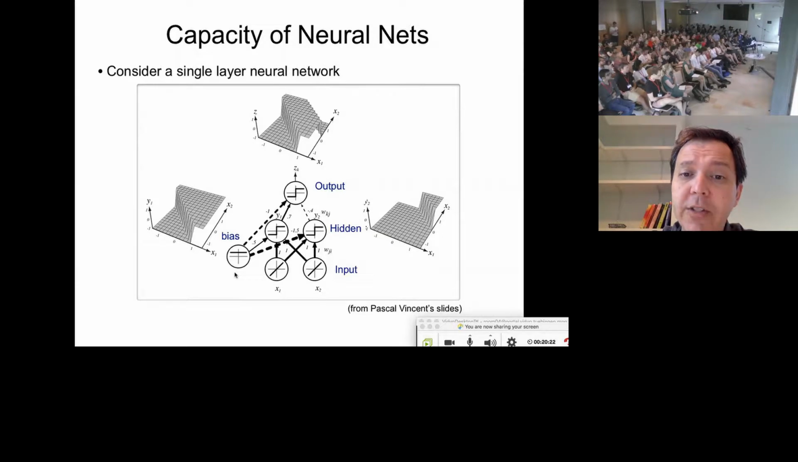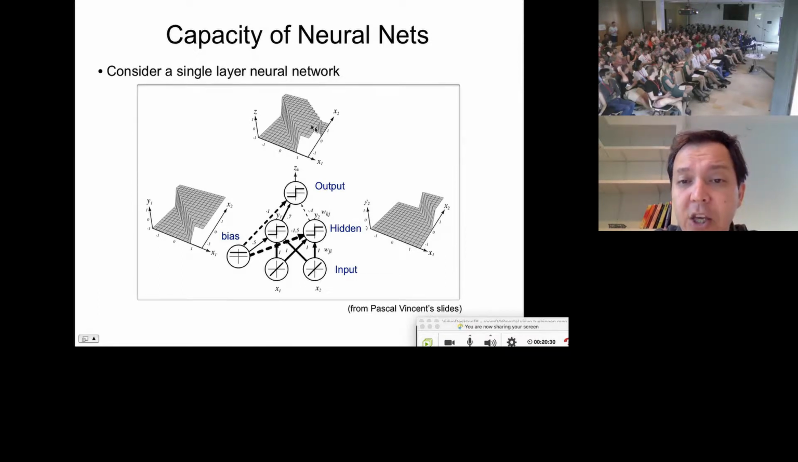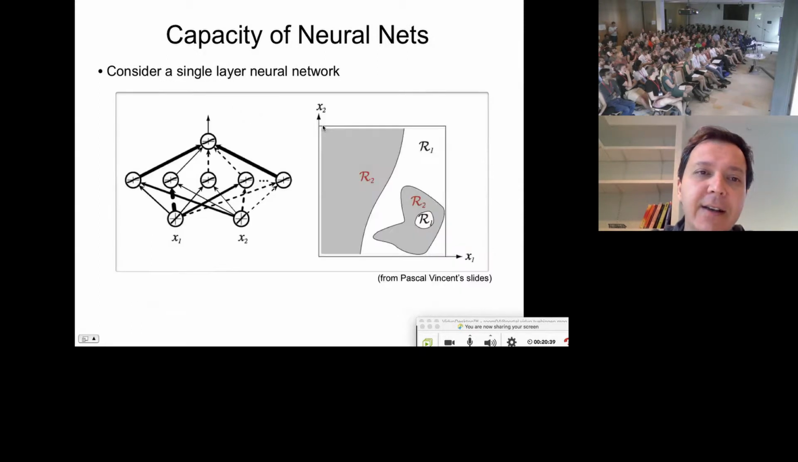Capacity of the neural network. So I wanted to give you an intuition of what these models are doing. Let's say every single hidden unit sort of carves these planes, right? But when you combine them, your decision boundary can be quite sophisticated. In fact, even with a single layer neural network, this is an example of a decision boundary produced by a network, right? So you can see that it can have highly nonlinear decision boundaries.